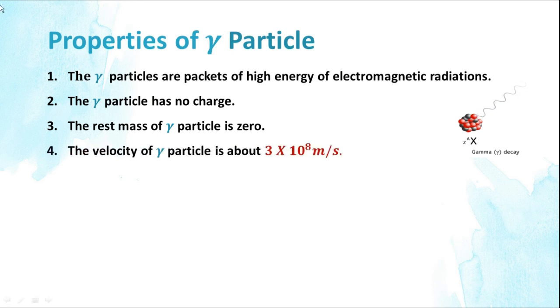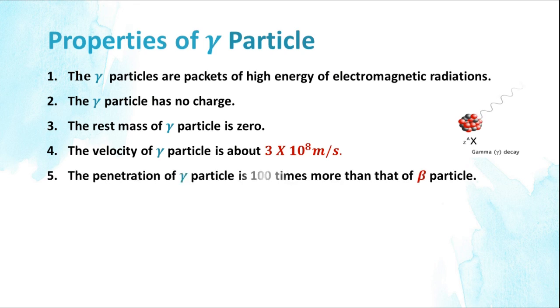The next property is that the velocity of gamma particle is about 3 × 10^8 meters per second, which is exactly equal to the speed of light. In the previous class you learned that the velocities of alpha and beta are much less compared to gamma. Gamma has the highest velocity compared to alpha and beta.